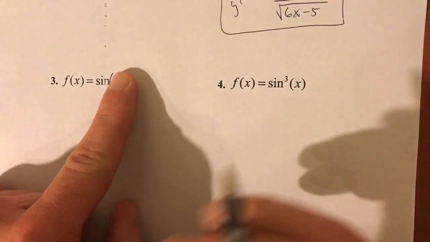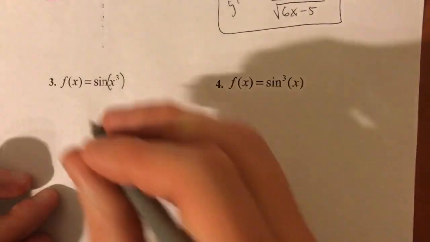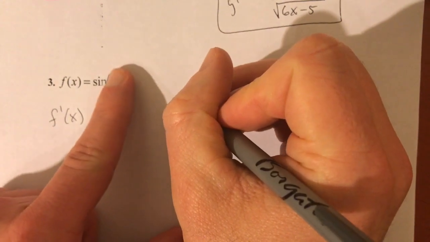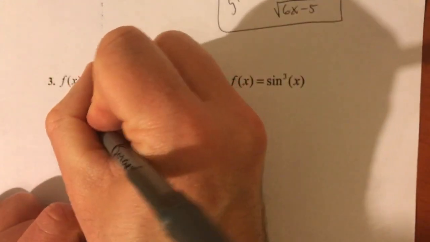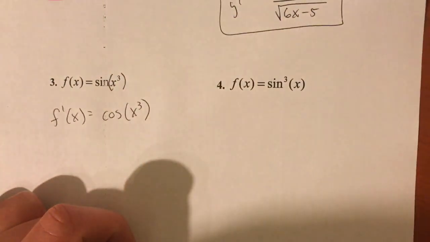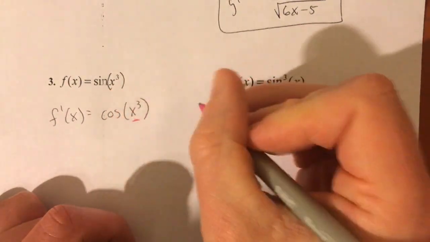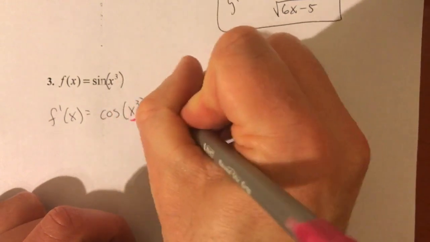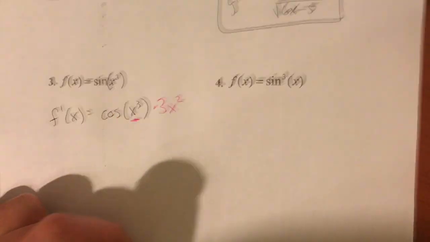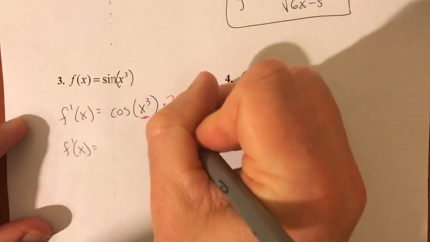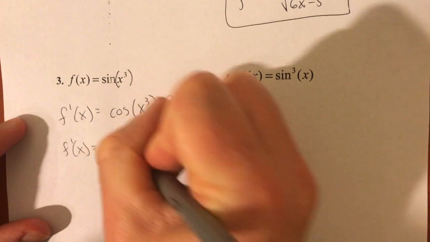So the outermost function is sine, so that's what I start with my chain rule. No problem. What's the derivative of sine of something? Cosine of that something. And now we multiply by that something's derivative. And the derivative of x cubed is 3x squared. And you probably, let's face it, would write this more as a coefficient. It looks a little nicer.